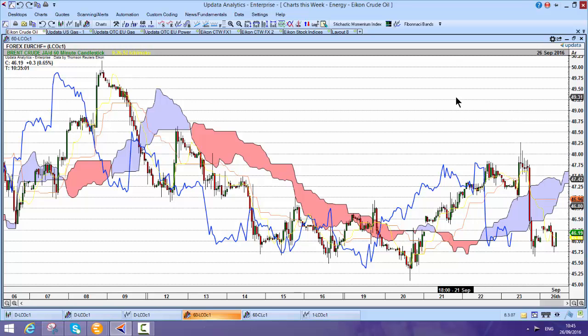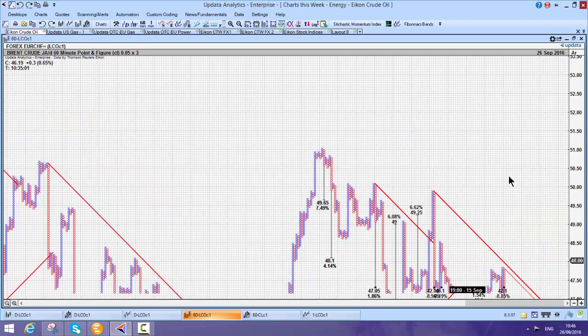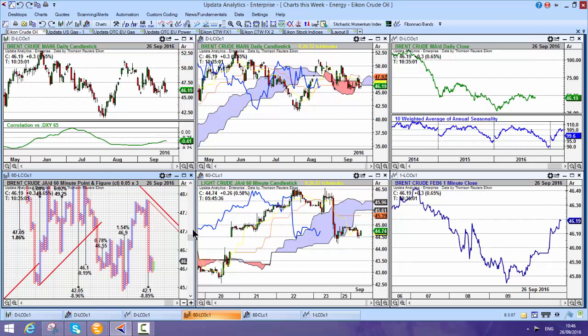Of course, on your Updata system, press the T key and you'll get the targets. New downside targets to 42.05 and 42.10. This one not quite activated yet. We need a new low below 45.80 for that to be activated. But this is what we call a cluster when we see targets pointing to the same area, so that is a factor there. So it does look like the low 40s.